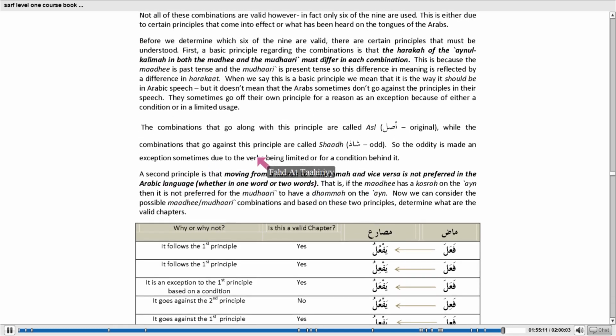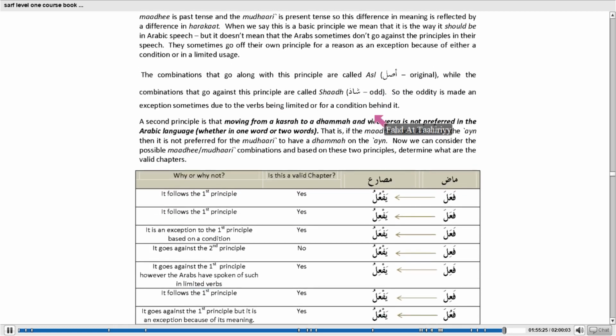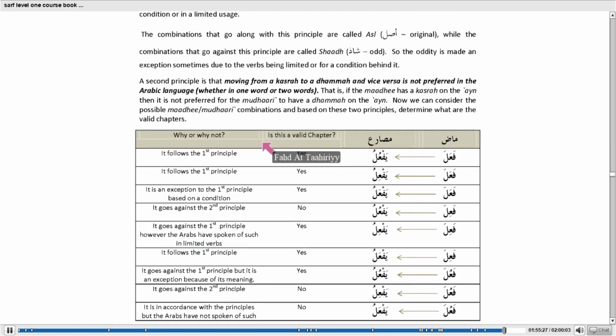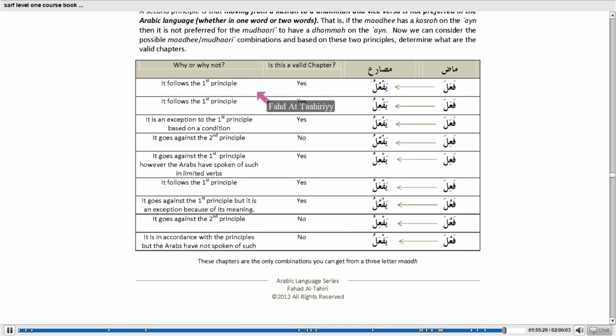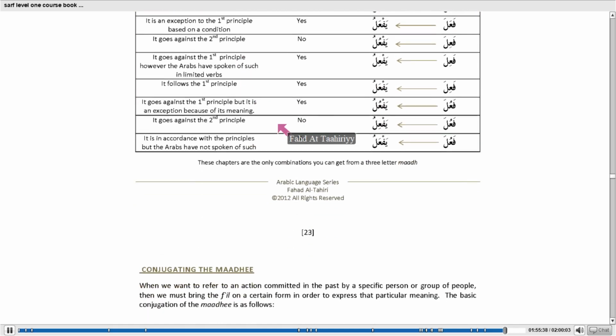So this principle, basically we are teaching you it to know what is considered an original combination from what is considered an odd combination. Now, this is not important because you haven't taken it. But if you would like to read it, go ahead and do so.